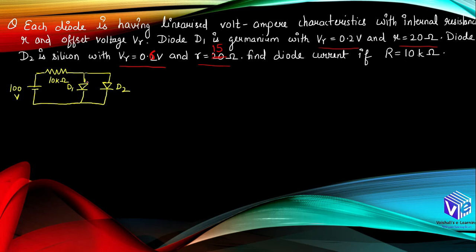R is given, so here you can see we will be having the current I1 over here. In this diode D2 we will be having current I2. Now here we will be having current I. So let's take it equal to I.